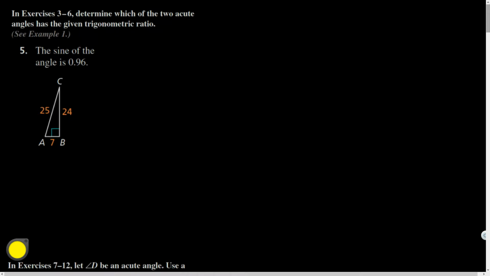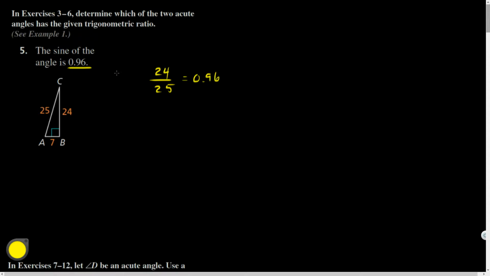I've got my calculator, which knows all sorts of values of sine, cosine, tangent, and their respective inverses. It says this in question 5. Determine which of the two angles has the given trigonometric ratio. So 0.96, that's like almost 1. That means my numerator needs to be almost the size of my denominator. And I have a feeling that 24 over 25, is that equal to 0.96?